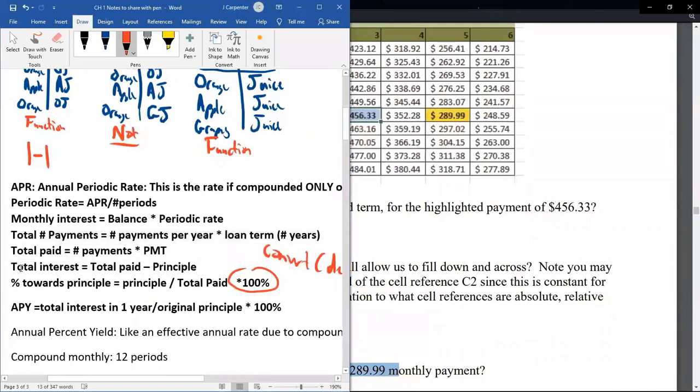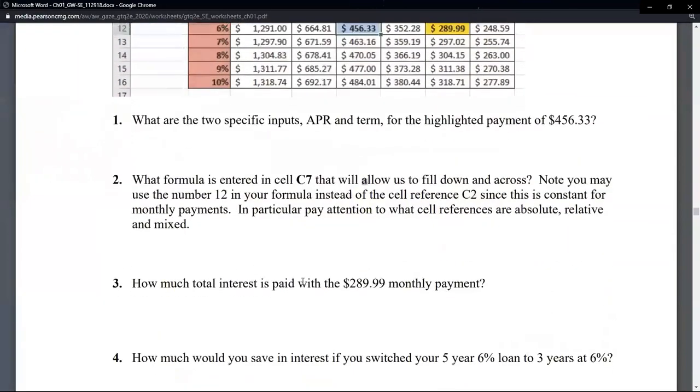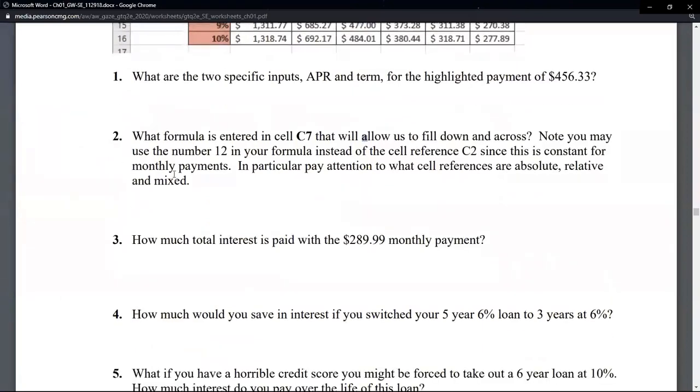So you'll have 3 steps. So total paid and total interest. The total number of payments has to be done first, but that feels like a more implicit step to a lot of students. So that's how you get question 3. You'll have to go through those 3 formulas, if you will.